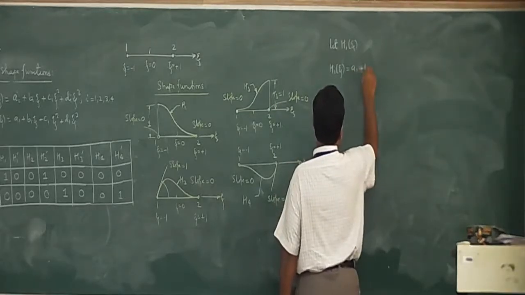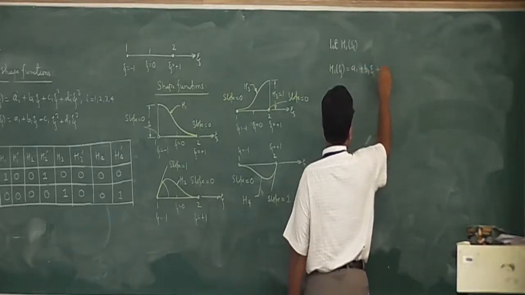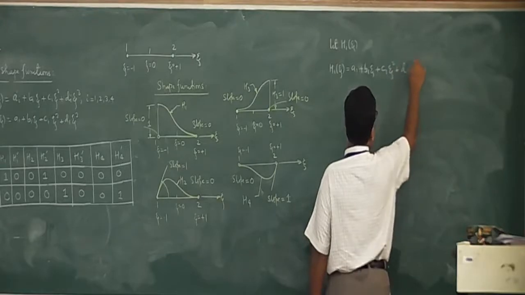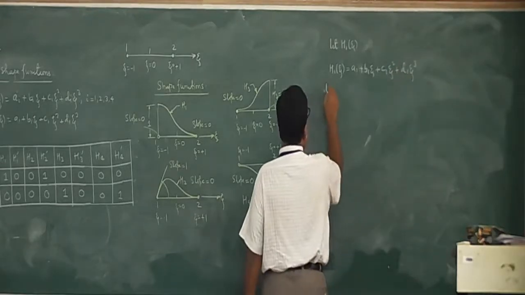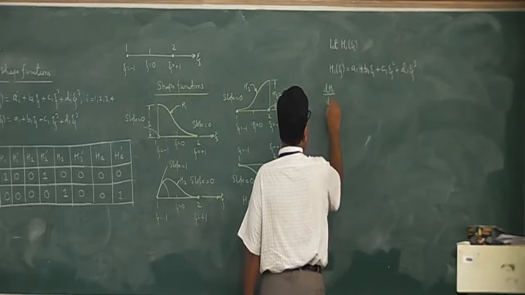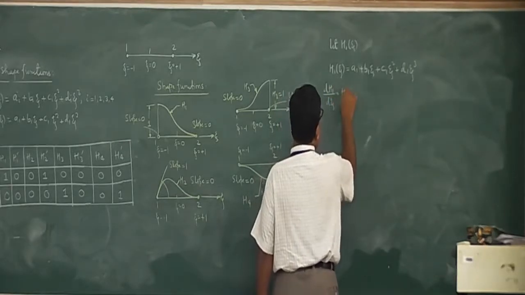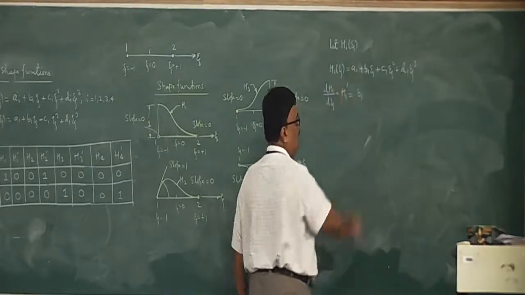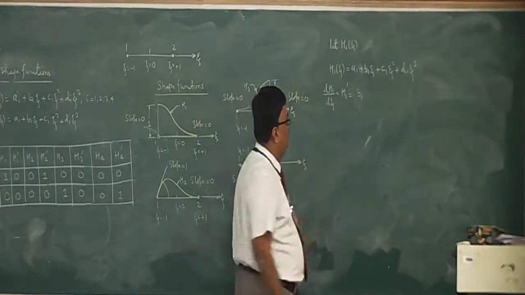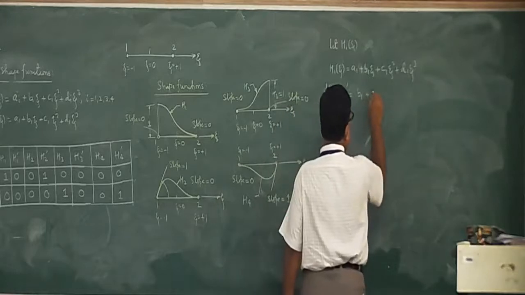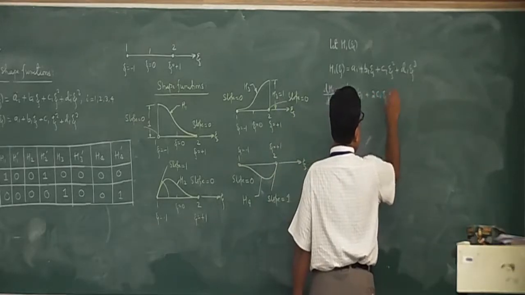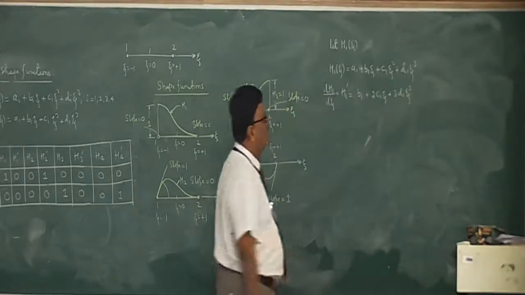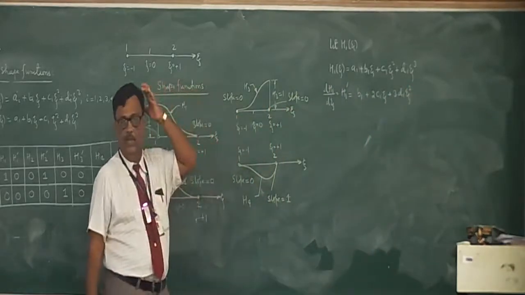plus B1 zeta plus C1 zeta square plus D1 zeta cube. Now I have already told you, this is what we want to take. This is what we call the H1 dash. This will be obviously B1, A1 being a constant, it will be 0. B1 plus 2C1 zeta plus 3D1 zeta square. See, these are the two important equations for all the 4 shape functions.